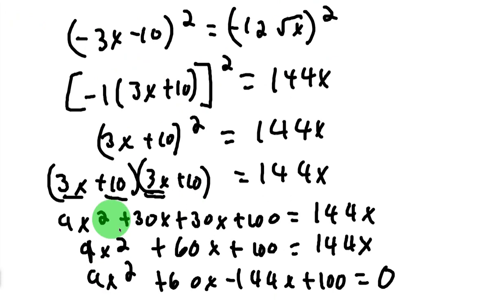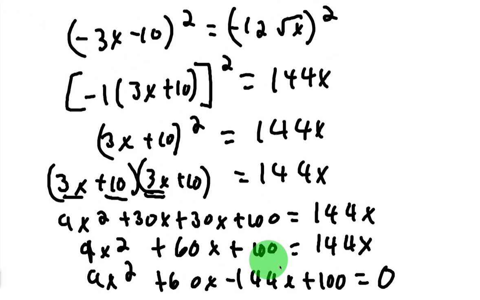Let's see, 3x times 3x is 9x squared, plus 30x plus 30x, plus 100 when you FOIL it. And it becomes 9x squared plus 60x plus 100. This is a quadratic equation, so we need to get everything on one side now. See, this problem has it all, folks.